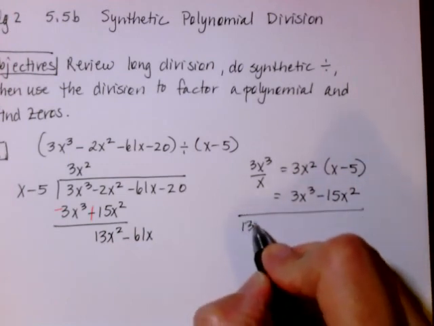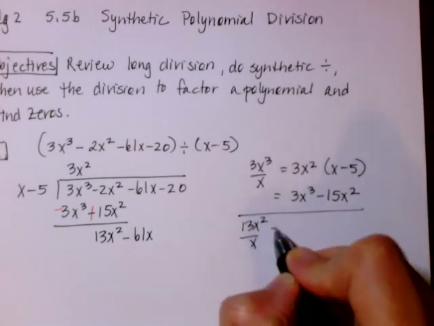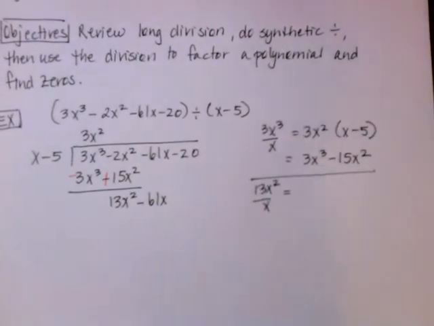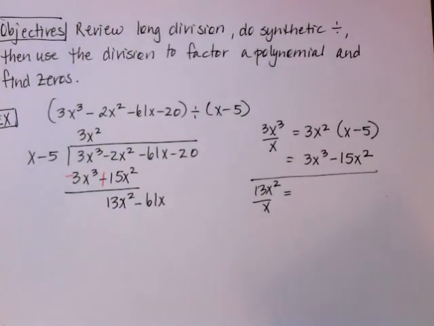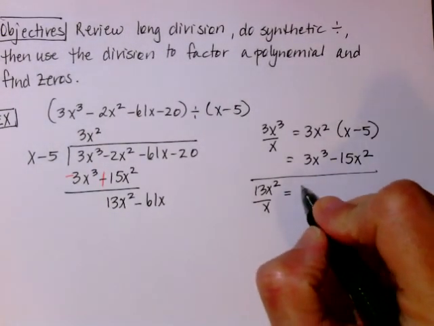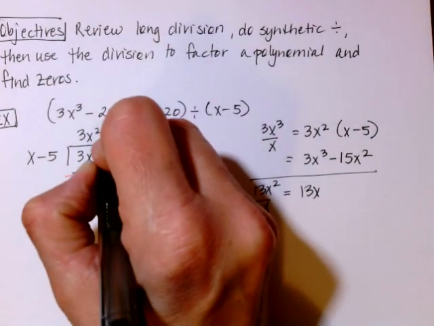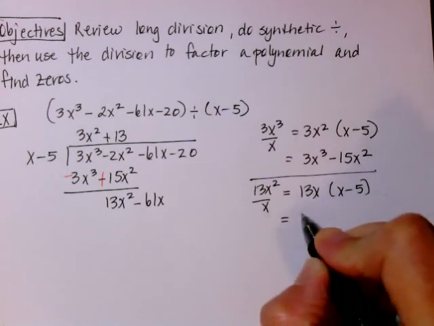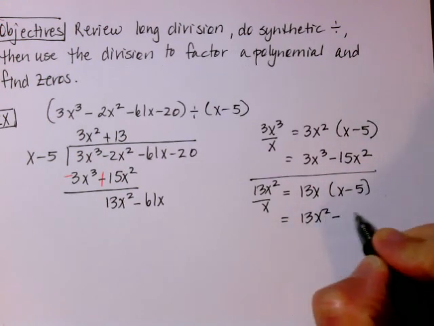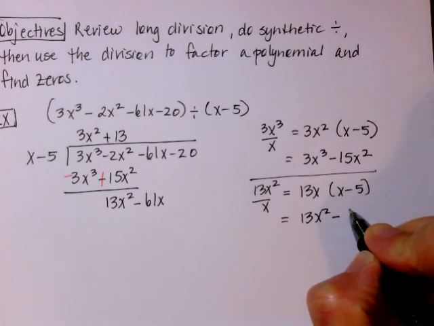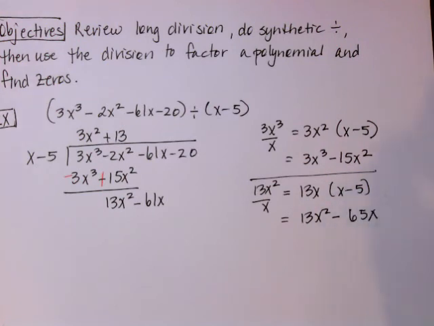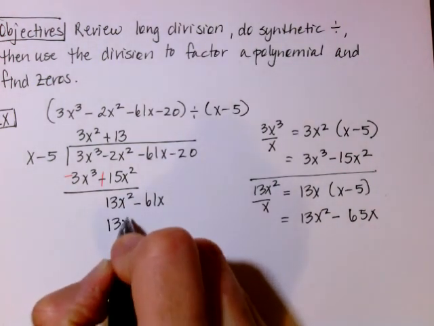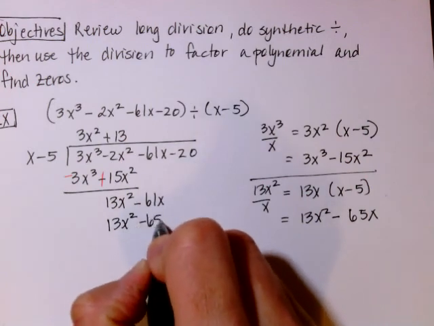Now I'm going to do 13x squared divided by x. Remember, it's always the very first term that's divided, not any of the other terms. Okay, so there's my 13x squared divided by x. I get 13x. I'm going to write it up top, and then I'm going to multiply through. And when I do that, I get 13x squared minus 65x. Sorry, mouth and hand weren't working. I'm going to write that down. So I get 13x squared minus 65x.